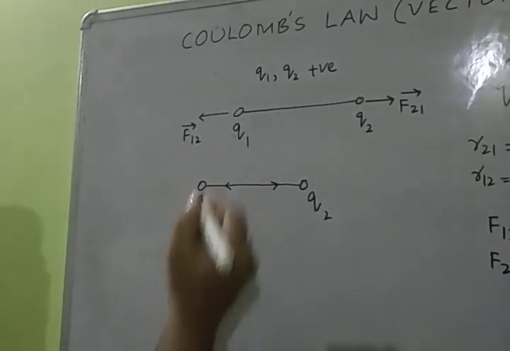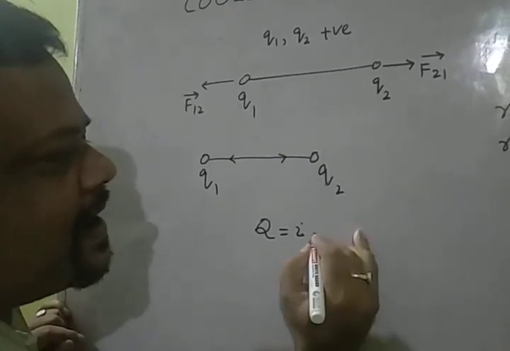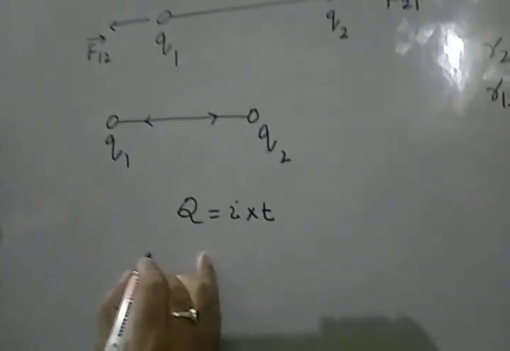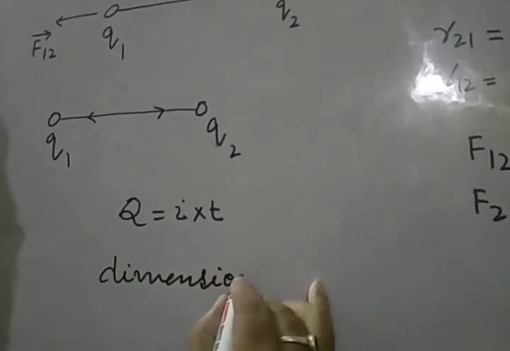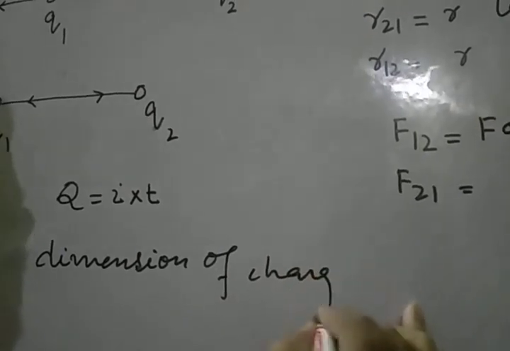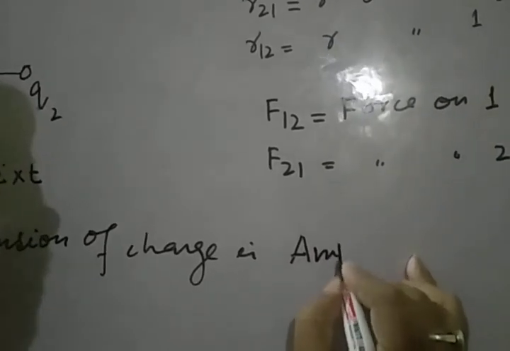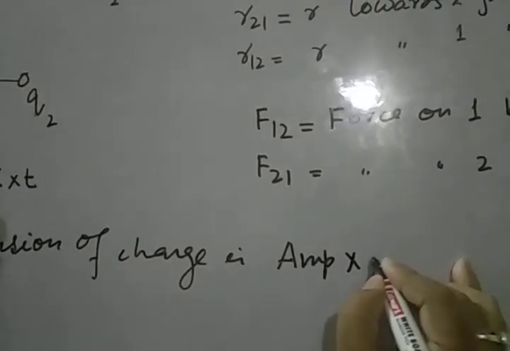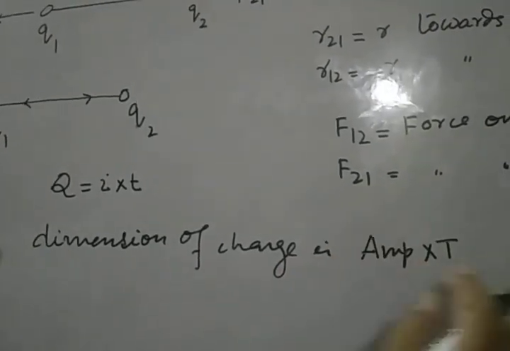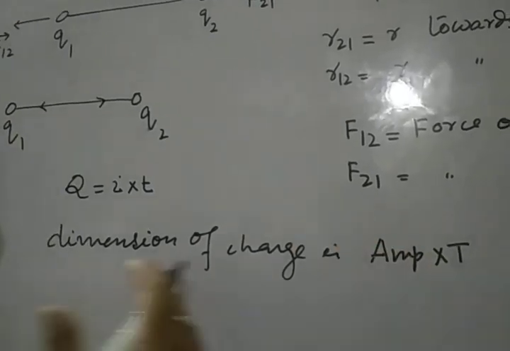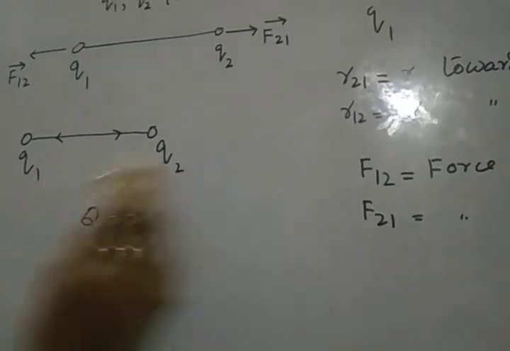Okay. So we have a formula Q is equal to I, that is ampere current, into time. So the dimension of charge is what? It will be ampere into time. Okay, so this is the dimension of, or ampere into second, you can say ampere into time. This is the dimension of charge, that is Q. Okay, now let me quickly move.